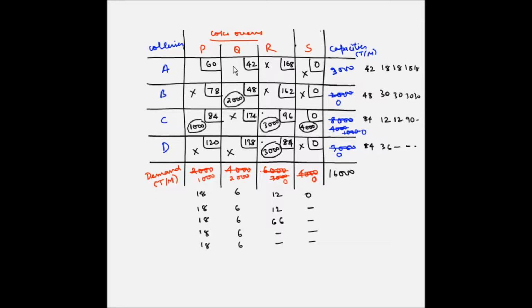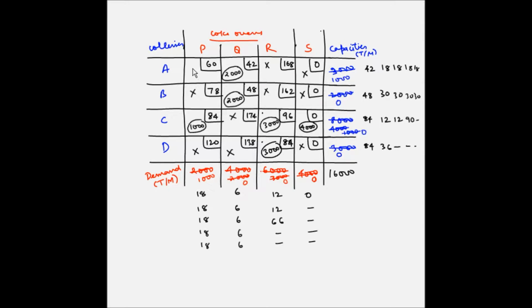Let's first take the box which has the lowest cost of transportation, which is AQ, and try to allocate the maximum possible. So A has a supply capacity of 3000 while Q has a demand of 2000. So the maximum we can allocate here is 2000. So with this, the entire demand at Q has been met, while the supply capacity remaining at A is 1000.